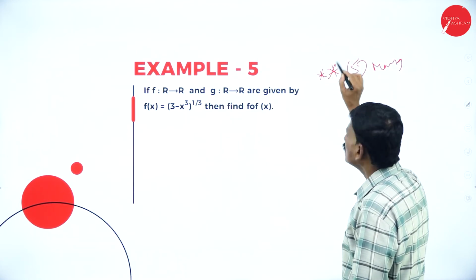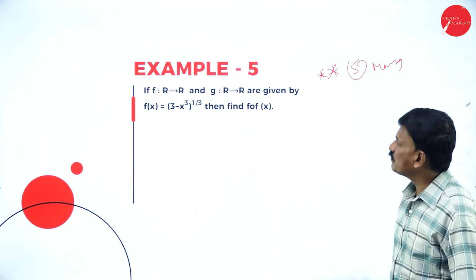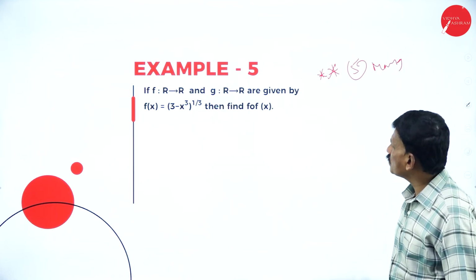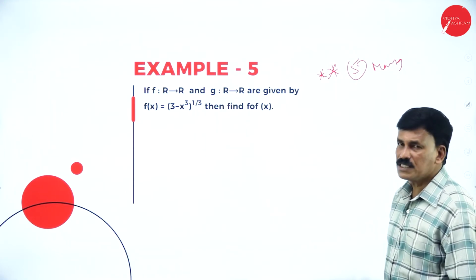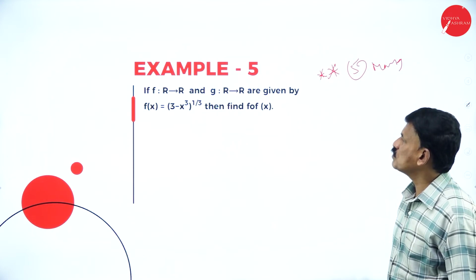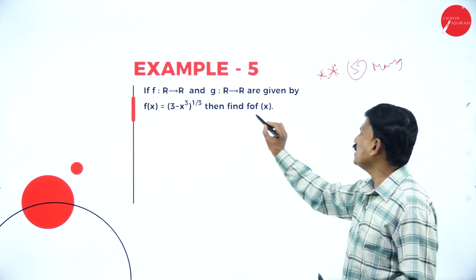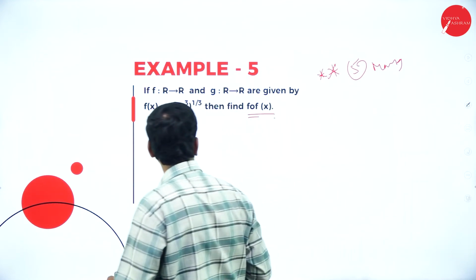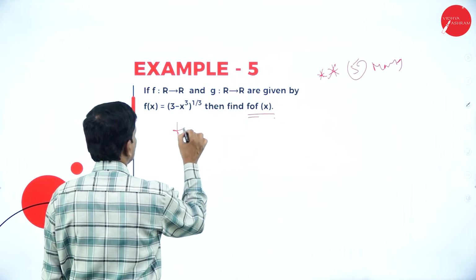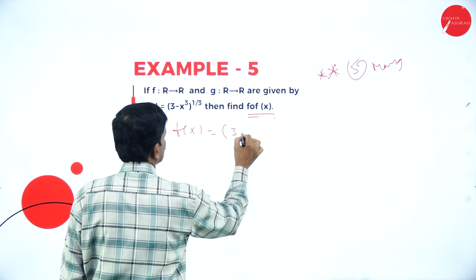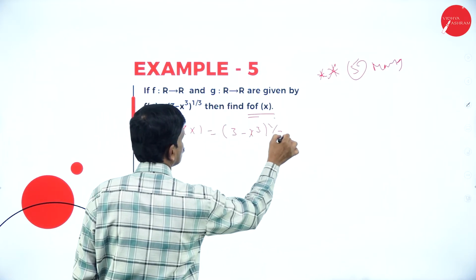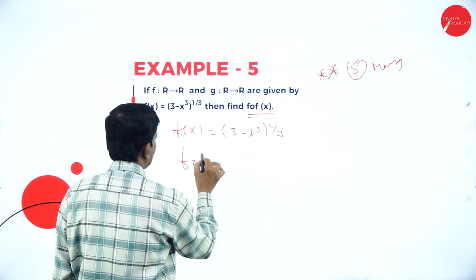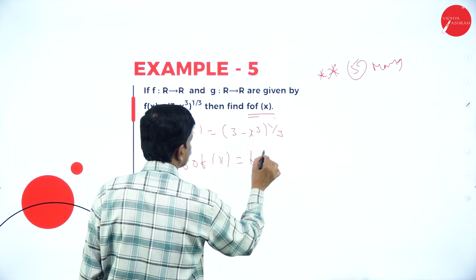Definite question. If f from R to R and g from R to R are defined by f of x is equal to (3 minus x cube) whole raised to 1 by 3, then find f naught f. F naught f is to be determined because g of x is not given. Now what is given? F of x is equal to (3 minus x cube) whole raised to 1 by 3. Now what is to find? F naught f of x.